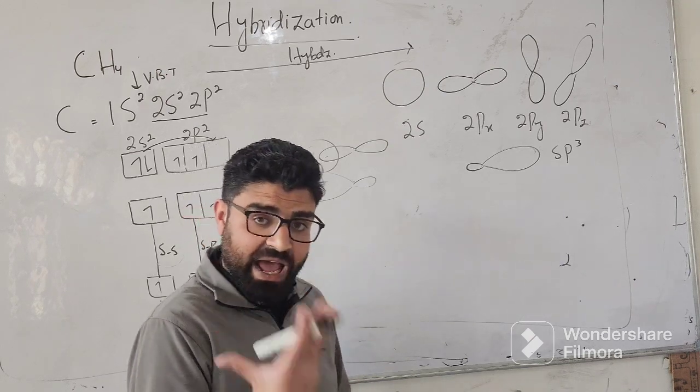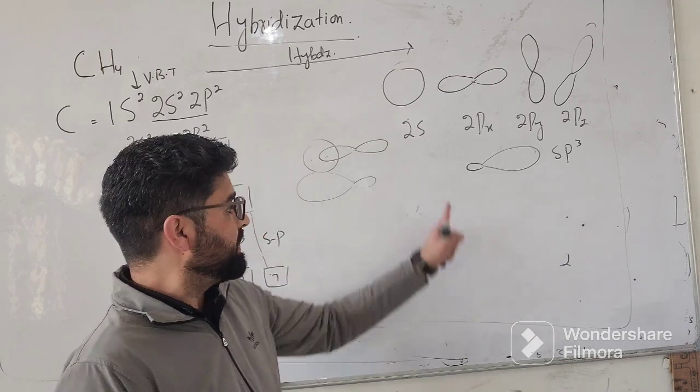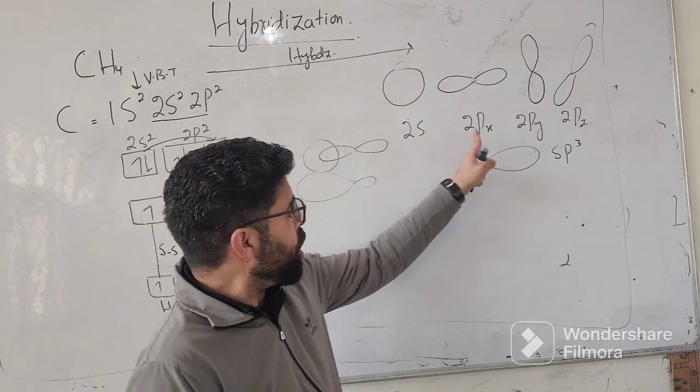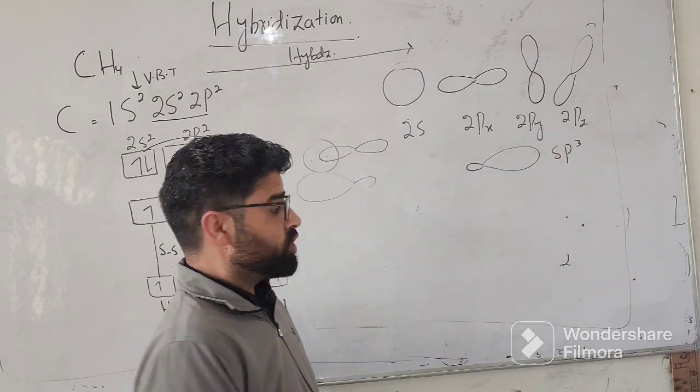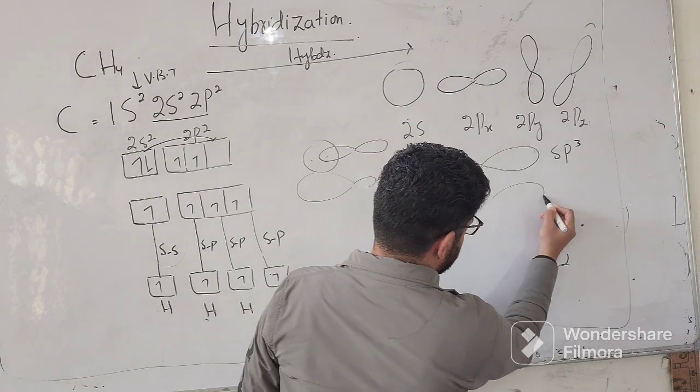And how many sp3 hybrid orbitals will be formed? 4. Why? Because 4 atomic orbitals are getting mixed. So 4 sp3 hybrid orbitals will be formed.